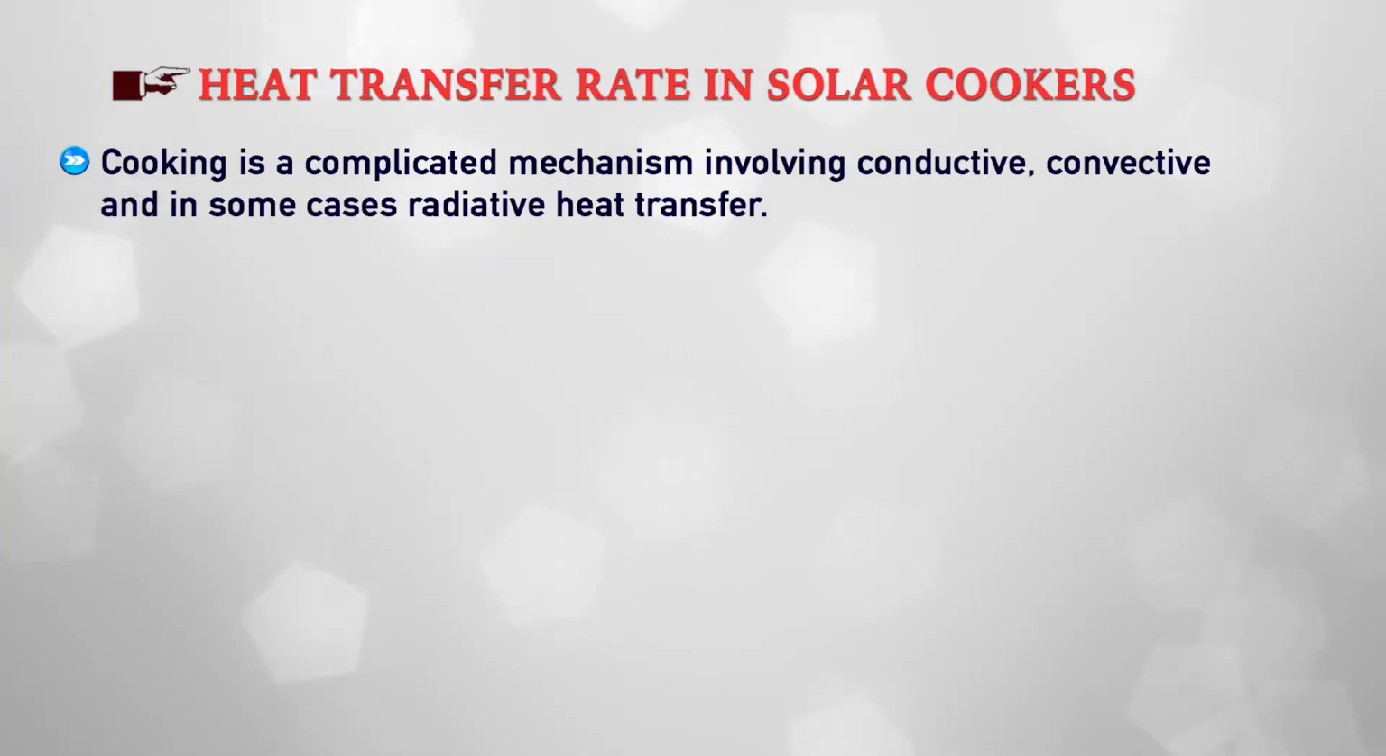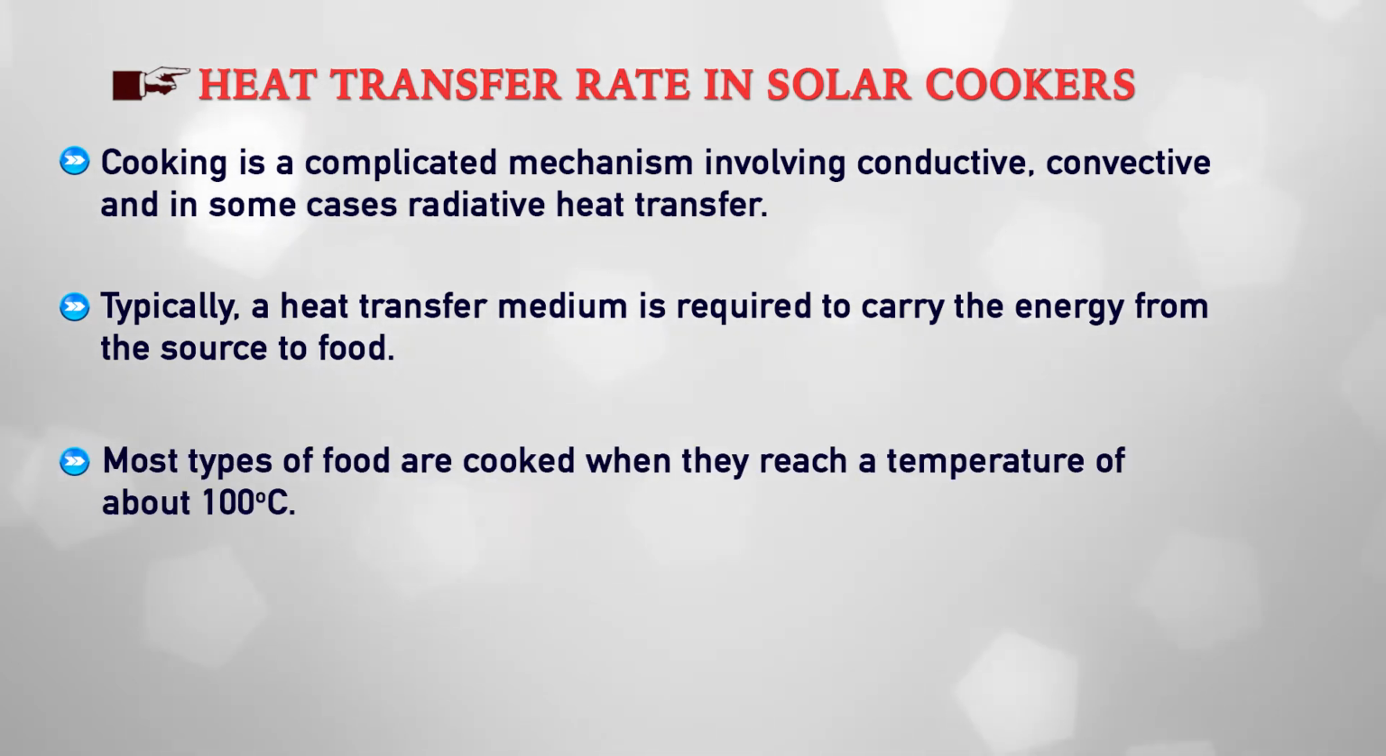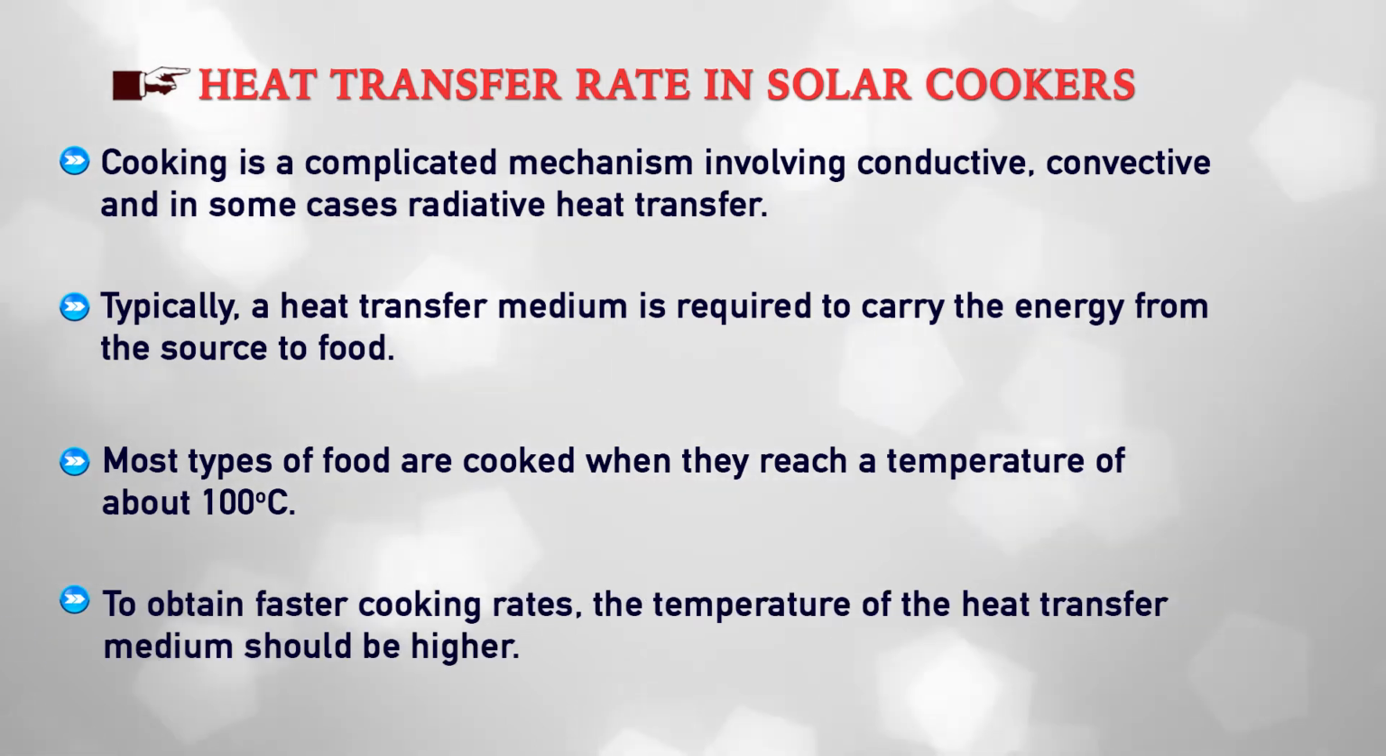Now we will discuss heat transfer rate in the solar cooker. Cooking is a complicated mechanism involving conductive, convective and in some cases radiative heat transfer. Typically, a heat transfer medium is required to carry the energy from the source to the food. Most types of food are cooked when they reach a temperature of about 100 degrees centigrade. To obtain faster cooking rates, the temperature of the heat transfer medium should be higher. The following table shows the most common forms of cooking, the heat transfer medium used and the appropriate cooking temperatures.